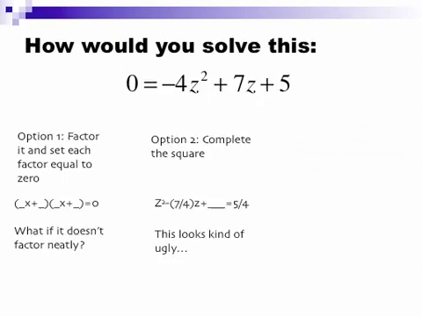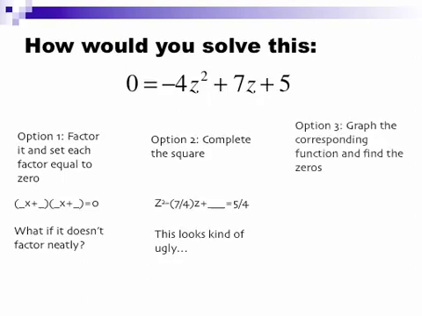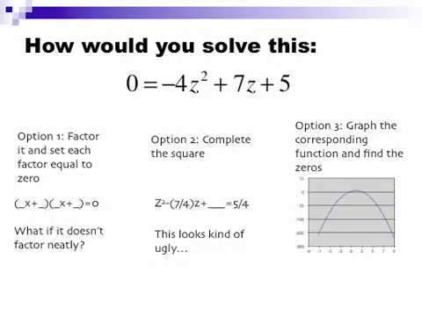A third option that we've already learned is to graph the function that goes with this equation and find the zeros of that function. If we did that, we would see that our graph would look something like what's shown here. And when I look at that graph, I can't tell exactly what the points are where that blue parabola crosses the x-axis. I can't tell exactly what x has to be to make y be equal to 0. So what other ways do I have to solve this equation?